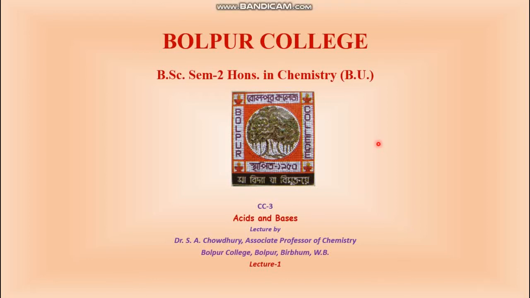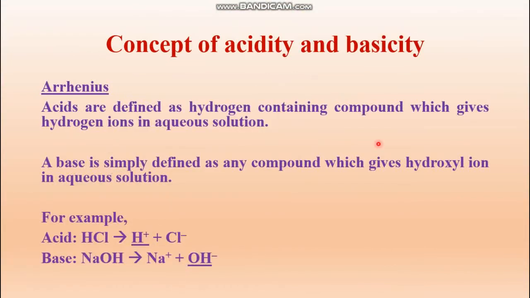Hello everyone. So after having completed redox chemistry, we are going to start our next chapter, acids and bases, or the chemistry of acids and bases. Here we start from different theories of acids and bases. The very first theory is the Arrhenius theory, where the concept of acidity and basicity is explained. This is the primitive theory of acidity and basicity.